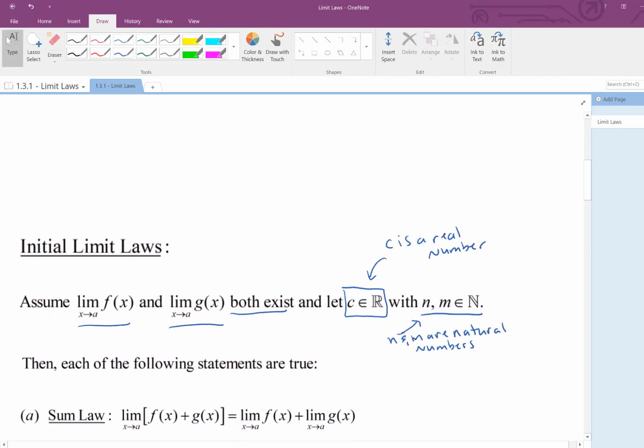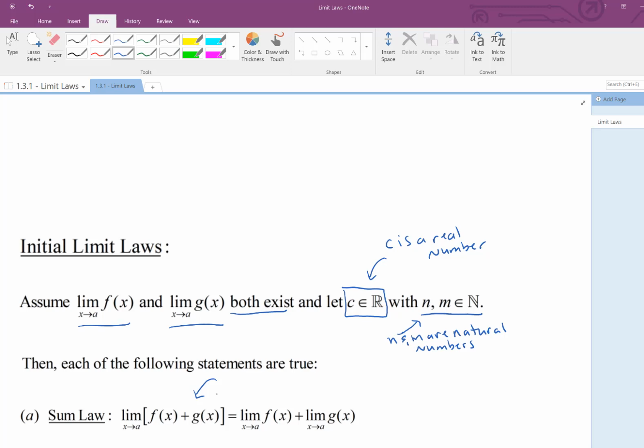The first one is called the sum law, S-U-M. If I take the limit as x goes to some real number a of f of x plus g of x, the limit of a sum of functions, then that is the same as the sum of the limits. That is, the limit of the sum f of x plus g of x is the same as the limit as x goes to a of f of x plus the limit as x goes to a of g of x.